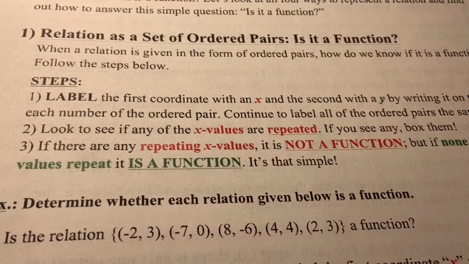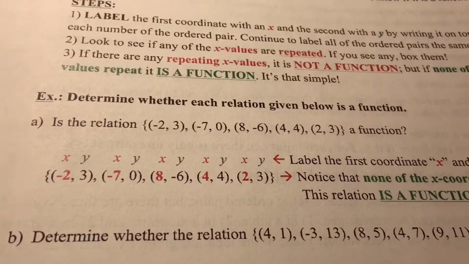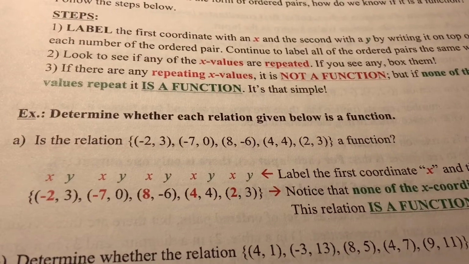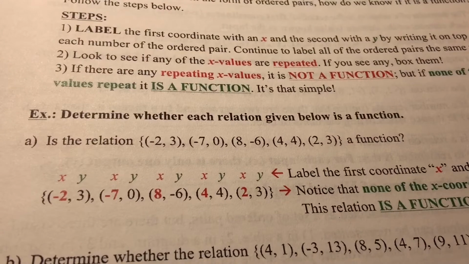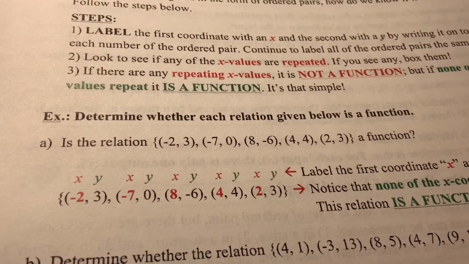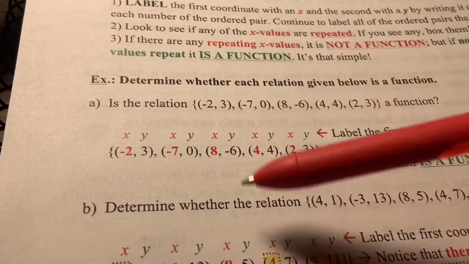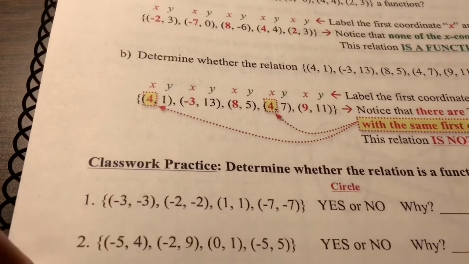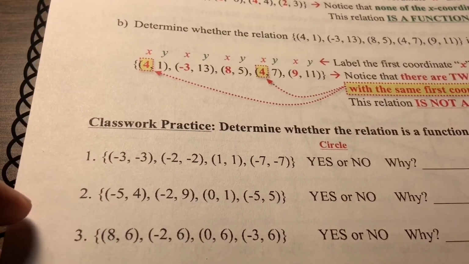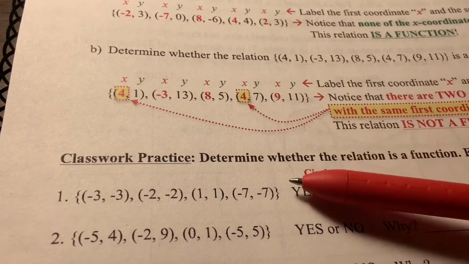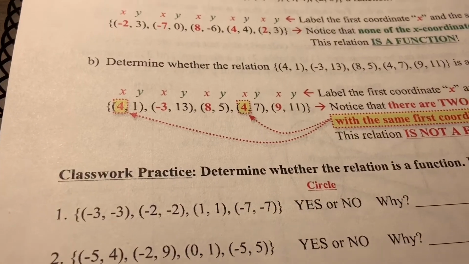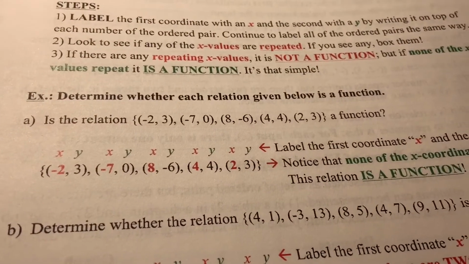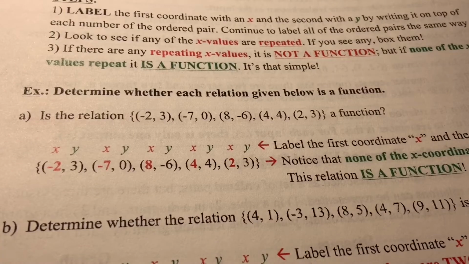All right, so here's what we're going to do. Usually, I create different problems in my notebook for you to do, but this time, because it's a very easy topic, what I'm going to do with you is this. We're going to do the two examples together, and then you are going to solve the classwork practice right here. Maybe if I'm nice, we'll do one classwork practice together. Maybe one of them, and then the other two you'll do by yourself. Example. Determine whether each relation given below is a function.